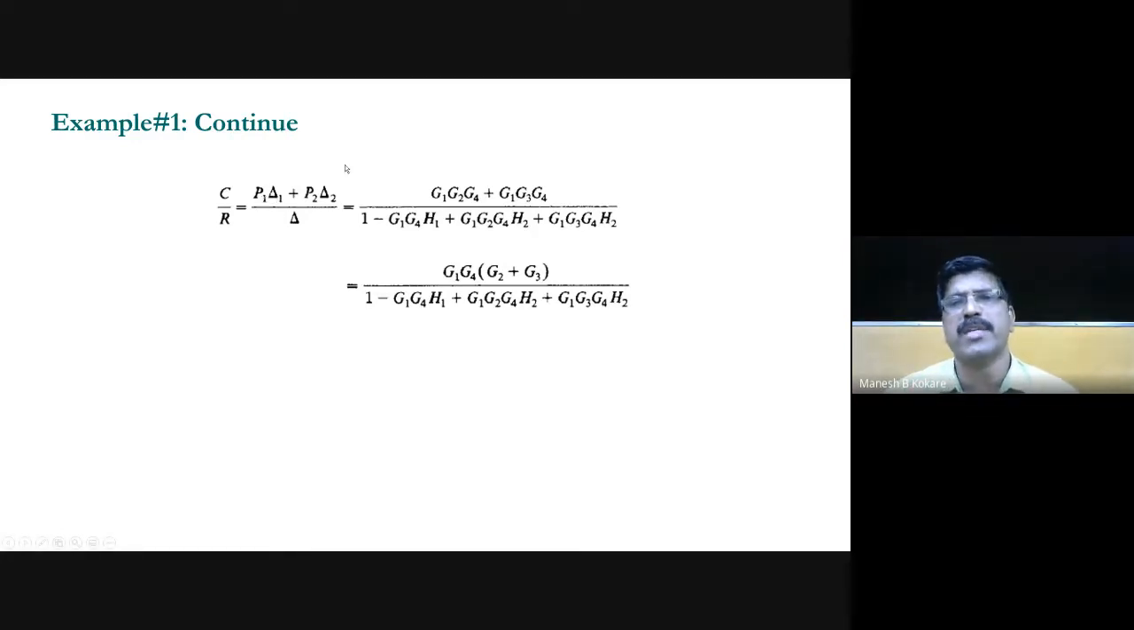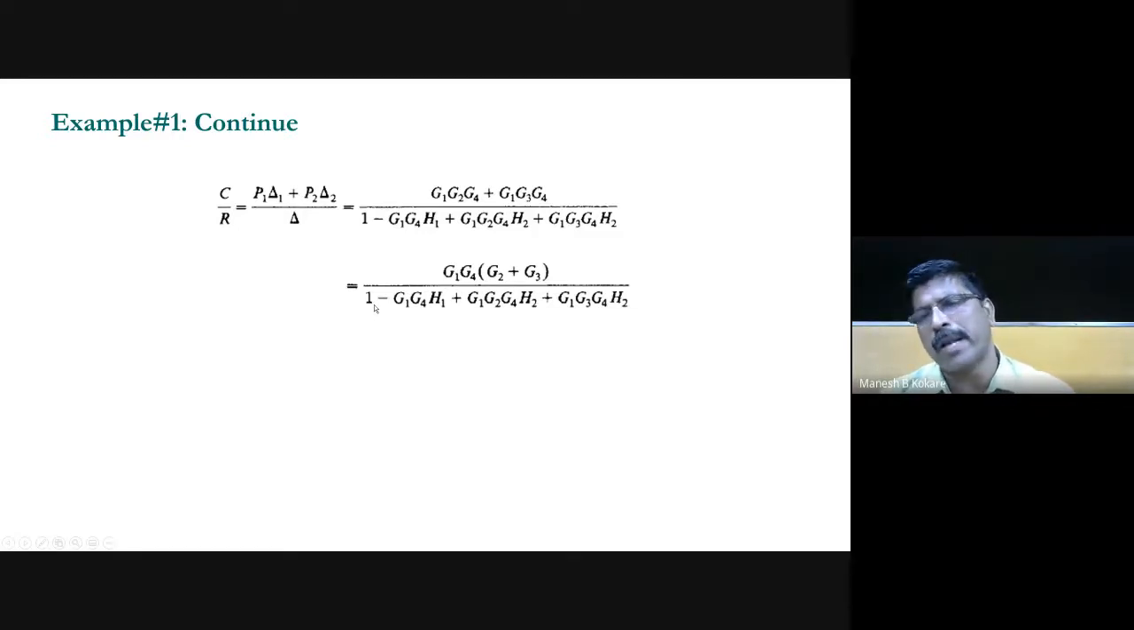So P1 is basically this G1, G2, G4. What is the value of delta 1? It is 1. So this multiplied by 1 will be the same thing. Then P2 is G1, G3, G4 multiplied by delta 2, which is 1. So it is the same. And divided by this delta, already calculated, 1 minus Z1, Z4, H1 plus Z1, Z2, Z4, H2 plus Z1, Z3, Z4, H2. Now, by simplification of this, you'll get G1, Z4 common here and G2 plus Z3, divided by this one. So this will be the overall transfer function of the given problem, right?